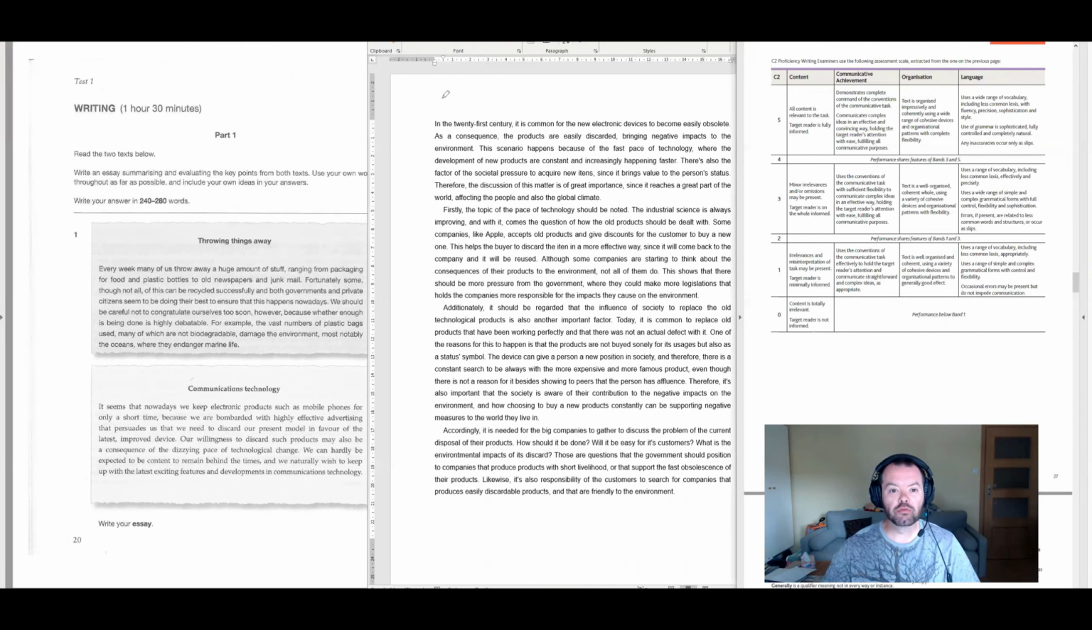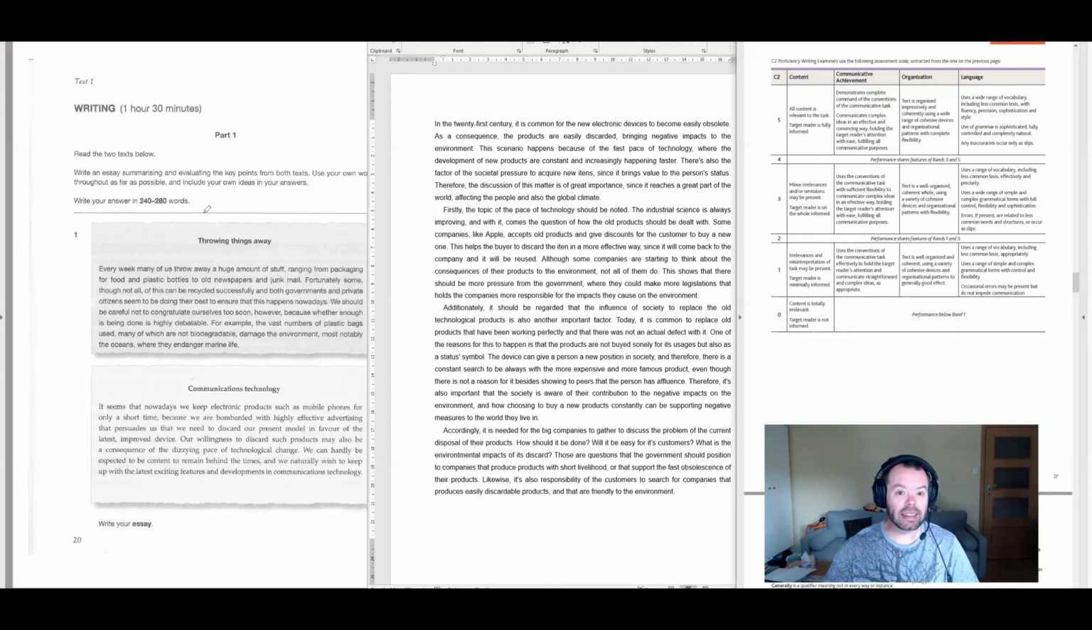So we need to look at the rubric first of all. Our rubric is over here, and we have 2 texts. The rubric says, write an essay summarizing and evaluating the key points from both texts. Use your own words as far as possible and include your own ideas in your answers.